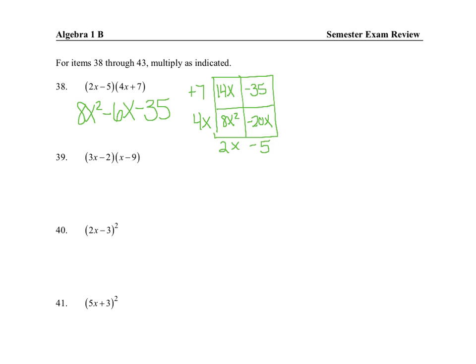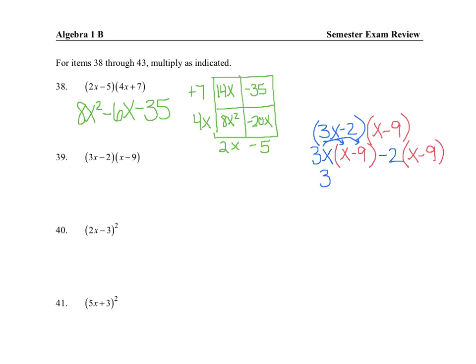3x minus 2 times x minus 9. I'm going to use the distributive property to solve this one. So really what I'm going to have, I'm going to use two different colors. What it's really going to be is 3x minus 2 times x minus 9. And when I do this, I'm going to multiply my 3x by my second binomial, and I'm going to multiply my negative 2 by the second binomial. Then I'm just going to do the distributive property.